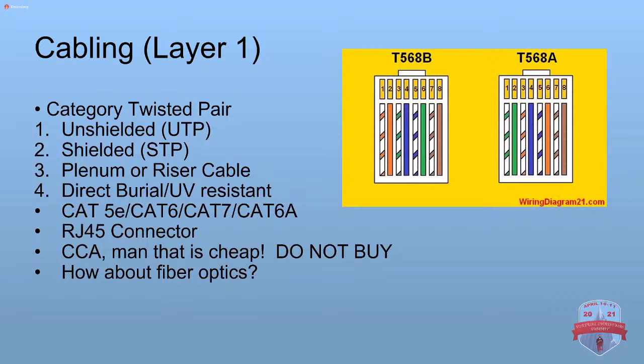What could you use CCA for? If you're making a permanent run from your attic out to your doorbell, and it never moves again after you hook it up, that's probably perfectly fine. As a matter of fact, a lot of people use the CCA stuff for things like that.